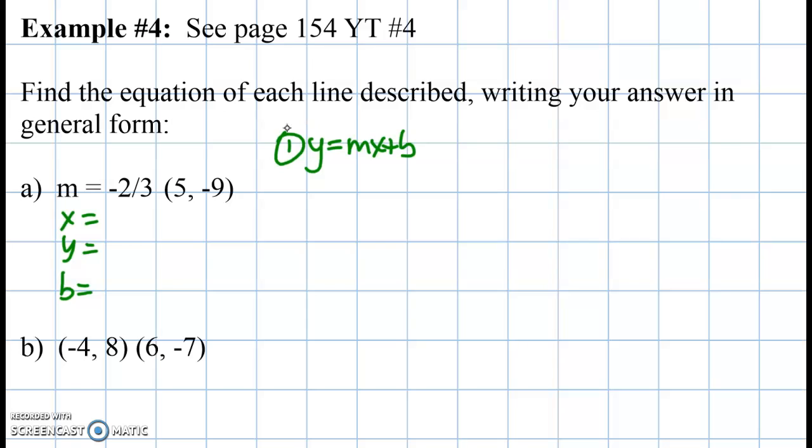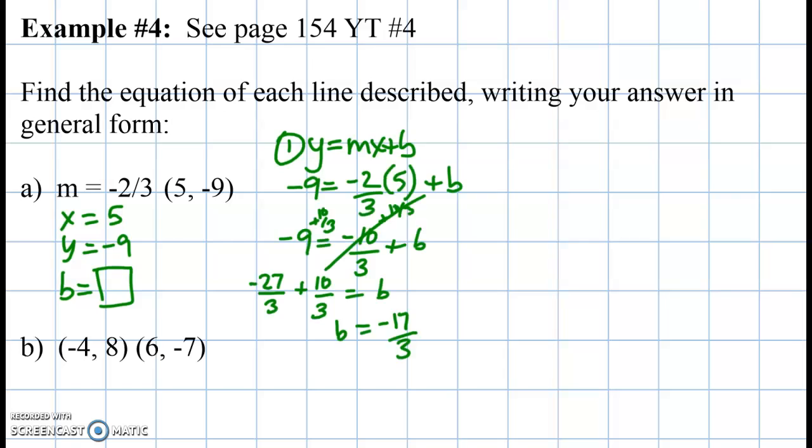Okay, so we need to start in slope-intercept form. That's this. The variables we need, I usually list them here. The information we're given, we know m. We know an x, that's 5. A y is -9. So we have to find b here in order to write the equation. So let's stick the information in that we know and solve for b. So once you've solved that, then we know that b is -17/3.